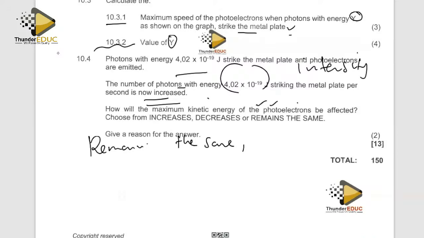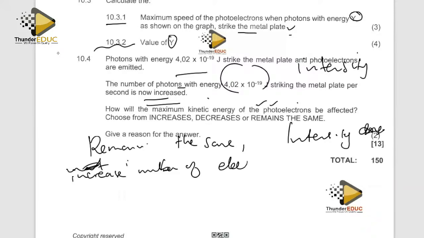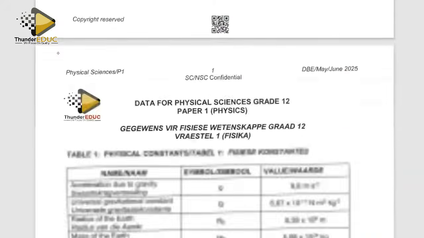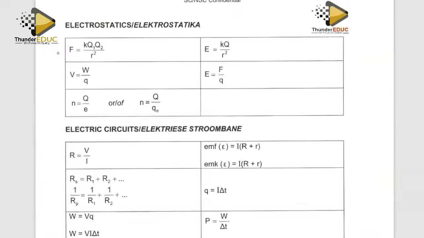Okay, so what is the explanation? We know that intensity increases the number of electrons, but not the energy. All right, guys, so that is that with the paper, and I can maybe say out of 100, it was something like 95% doable.